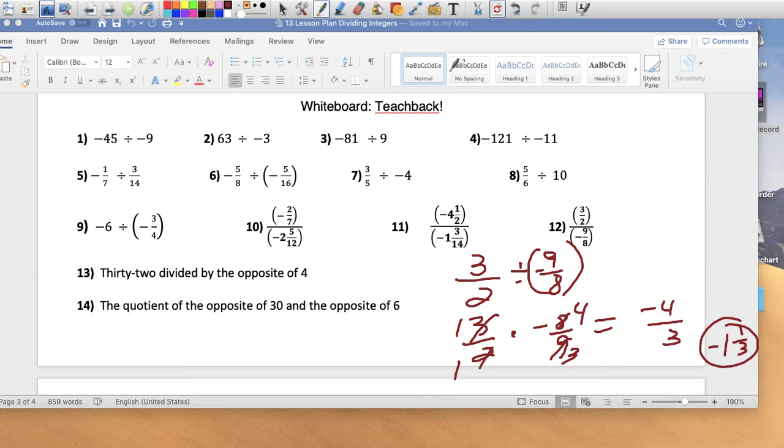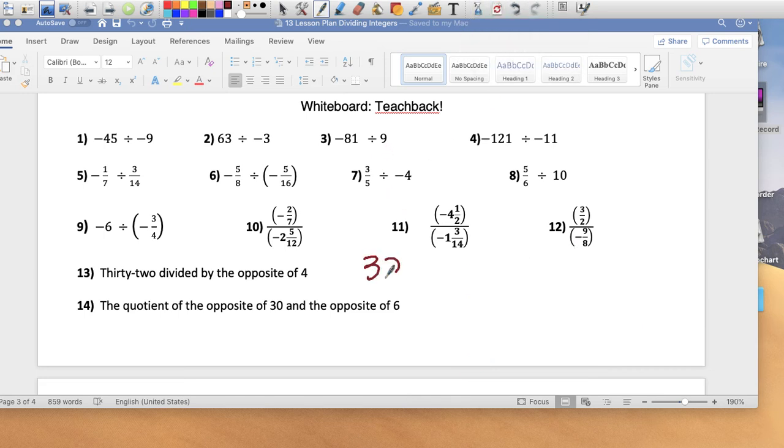13. 32 divided by the opposite of 4. So, write that question down. 32 divided by the opposite of 4, which is negative 4. Negative 8. The quotient of the opposite of 30, which is negative 30, divided by the opposite of 6, which is negative 6, and that gives you a positive 5. You gotta read the questions carefully.